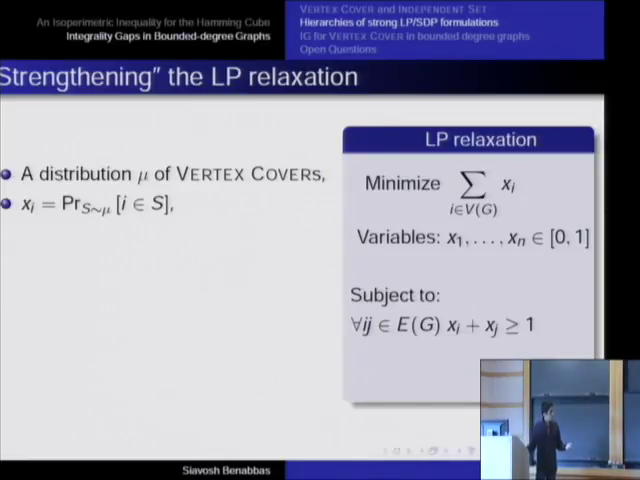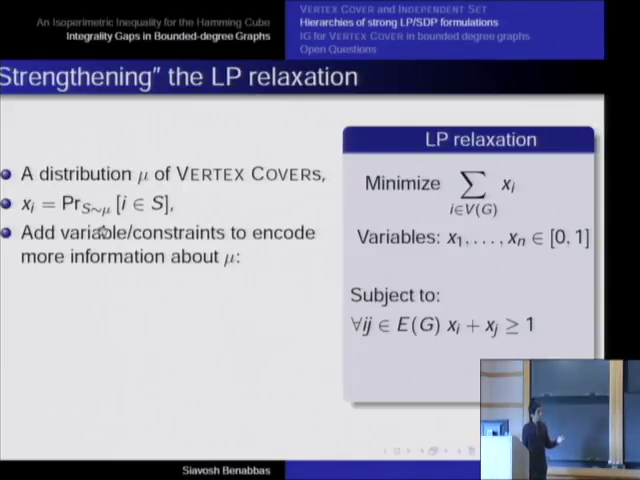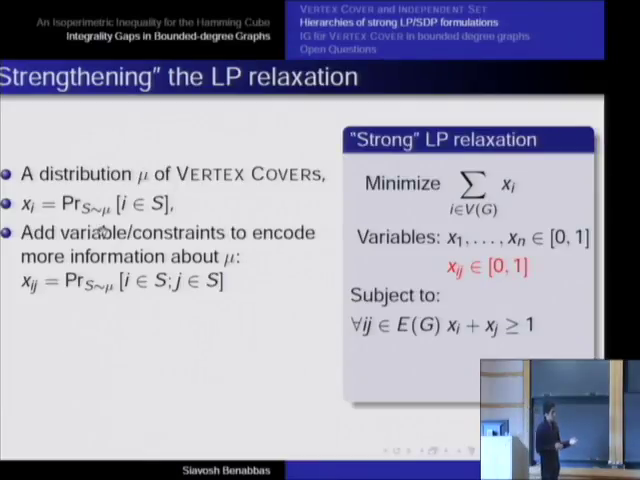Now, one thing you could do to make this linear program stronger is to say, okay, if xi's really come from such a distribution, we can add more information from the distribution into our program. So we can add more variables and more constraints to encode more information about this distribution mu. And here is, say, one set of variables I could add. I could add a variable xij, which is supposed to be the probability that i and j are in the set at the same time. So this corresponds to the marginals on two variables. You can't really deduce this value from xi's. So I can add this as a variable.